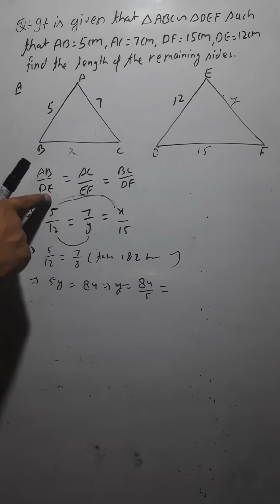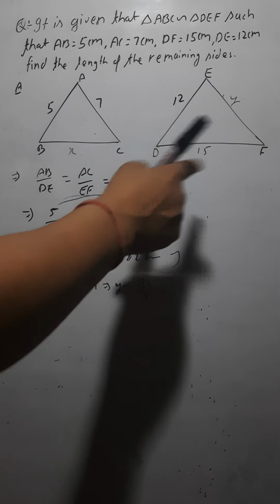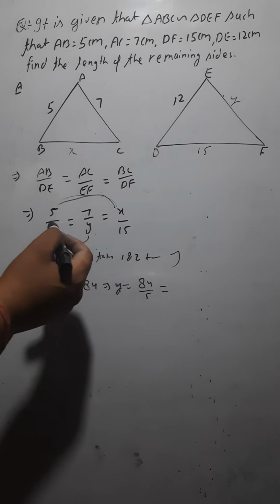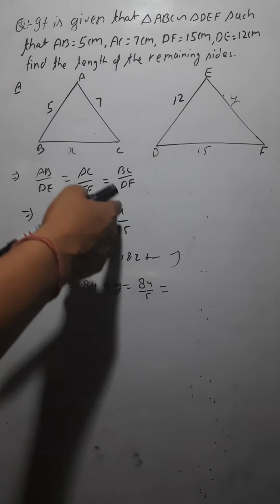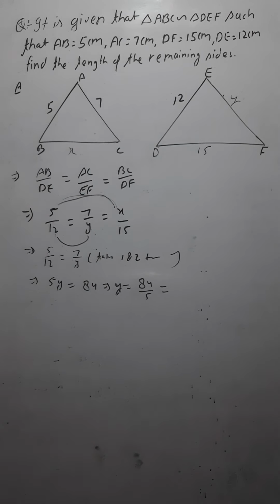Similarly, now you would take first and last, again cross multiply. By cross multiplying, you would get 12x equal to 15 times 5, that is 75. So x would be equal to 75 by 12, just divide it and you would get the value of x also. Are you getting this? So try to find out the value of x on your own here.